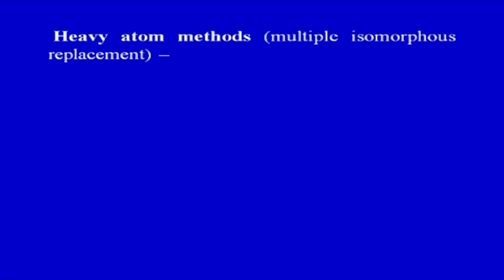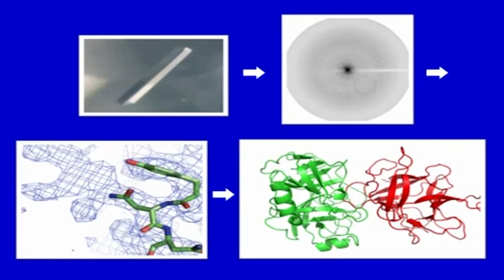Then there are heavy atom methods, where native crystal data is taken, and then the native crystal is soaked with heavy atoms like platinum, gold or mercury, and then data is collected. The phases of the heavy atoms are calculated, and then those phases are utilized for solving the structure. So, these are different methods. To summarize, you have a crystal, you get a diffraction pattern by exposure of the crystal to X-rays, there is electron density, and finally you get the model by different phasing methods.